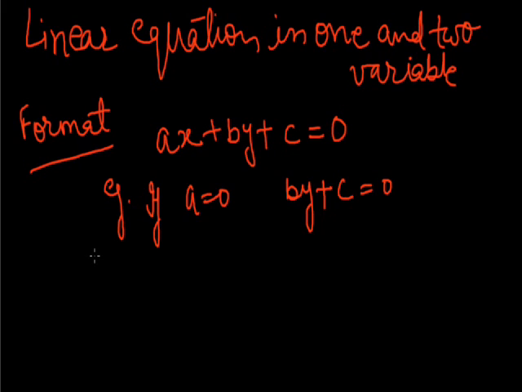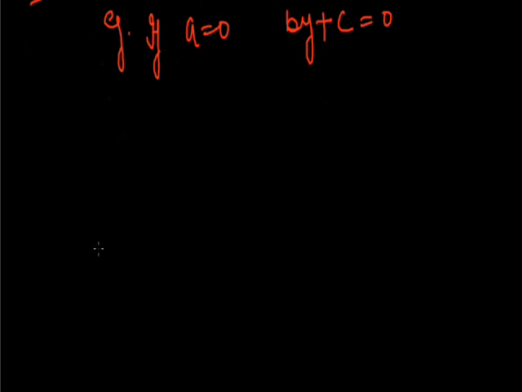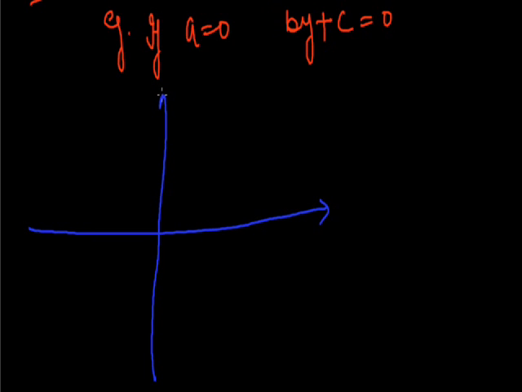Now we will see how to plot the linear equation on the coordinate axis. As we have seen, the coordinate axes are like this. These are two mutually perpendicular axes known as the x-axis and the y-axis. x, the negative side of x, y, and the negative side of y, and this point is the origin O, whose coordinates are 0, 0.